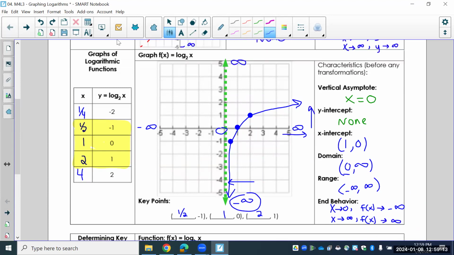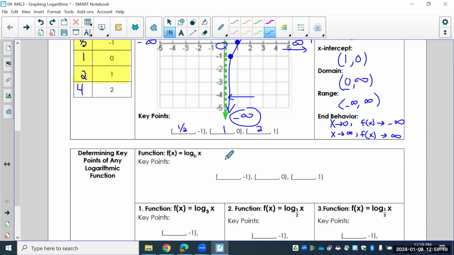All right, so the hardest part of this whole thing, honestly, is simply getting the correct key points. So let's just start with that. The key points of any logarithm are 1 over b for negative 1, 1 for 0, and b for 1. They're the exact key points for exponentials, but in reverse.